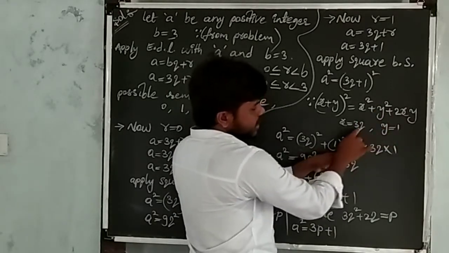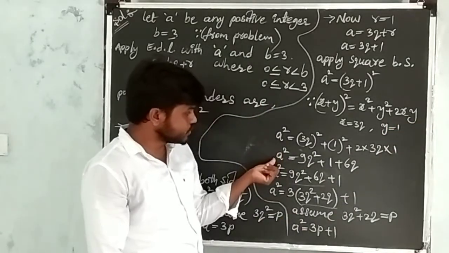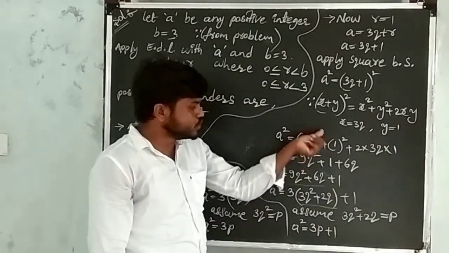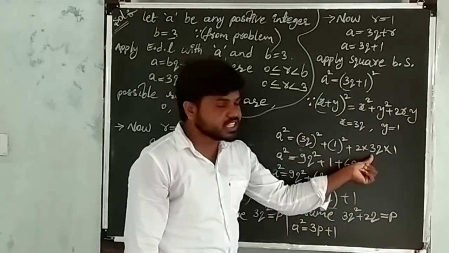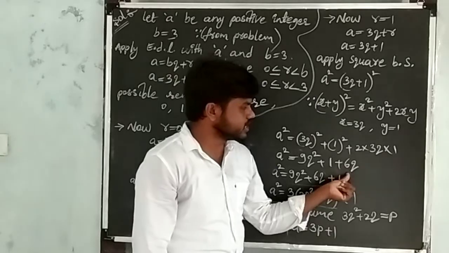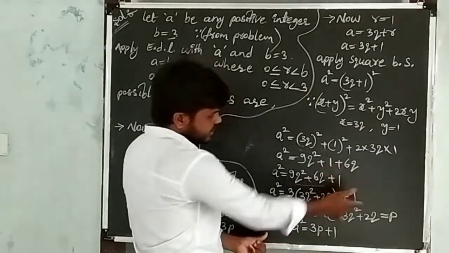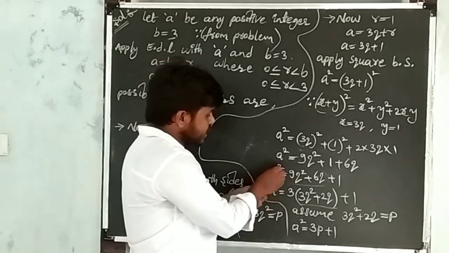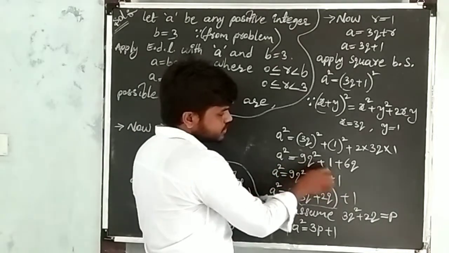2 into the x value, 3Q, into the y value, 1. A squared: 3 squared is 9Q squared, plus 1 squared is 1, plus 2 times 3 is 6, 6 times 1 is 6, so 6Q as it is. I wrote the plus 1 last. A squared equals 9Q squared plus 6Q plus 1.